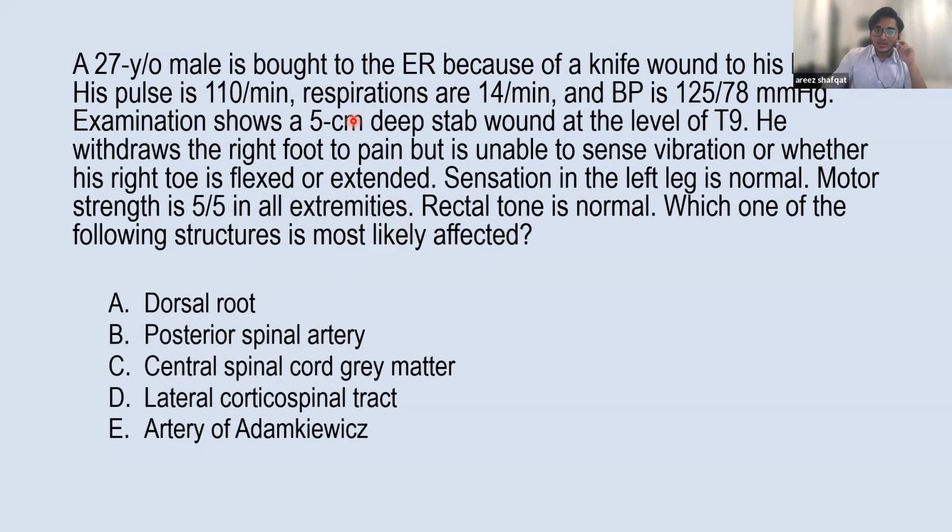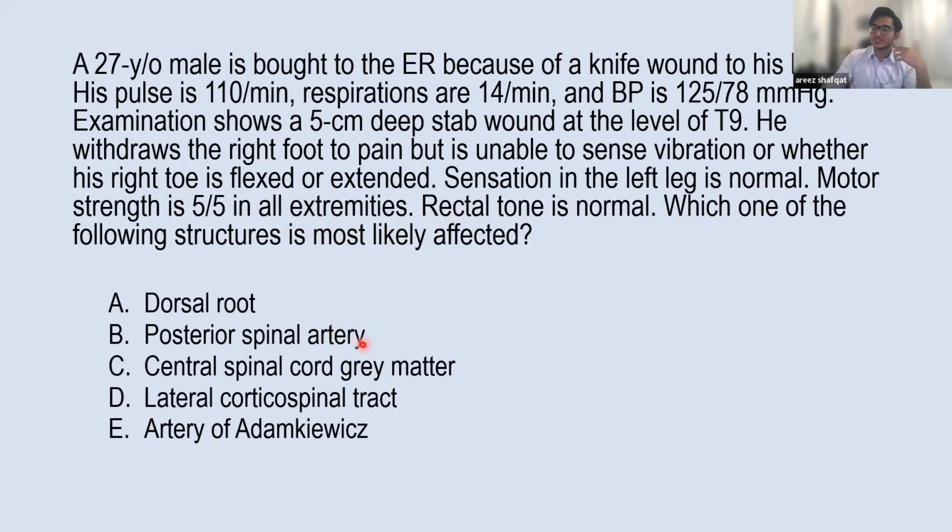All right. So again, this patient was a male who was brought to the ER because of a knife wound to his back. An examination shows a 5 centimeter deep stab wound at the level of T9. He withdraws his foot to pain, which means spinothalamic sensations are intact, but is unable to sense vibration and proprioception. This corresponds to conscious proprioception. Sensation in the left leg is normal. Motor strength is unaffected, which means the corticospinal tract is unaffected. Which of the following structures is most likely damaged?